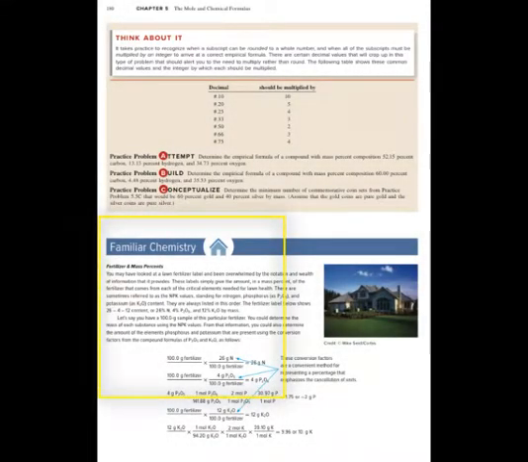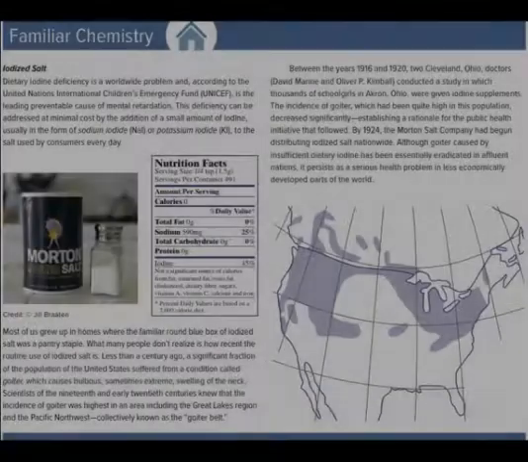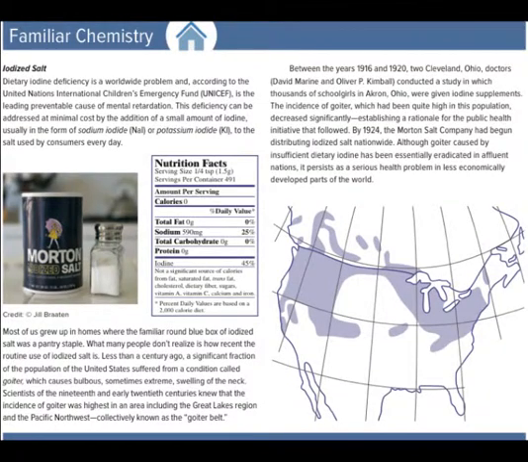Familiar chemistry boxes are strategically placed near the introduction of a concept. They share relevant examples of chemistry that students should be able to identify in their daily lives. I see the familiar chemistry boxes as a way to help students appreciate the chemistry that is around them every day and connect it to the course that they're taking.